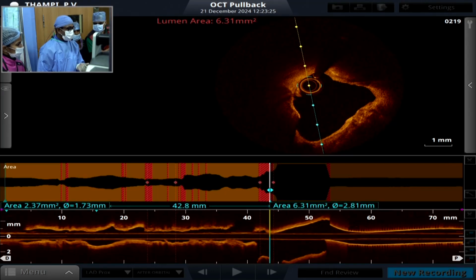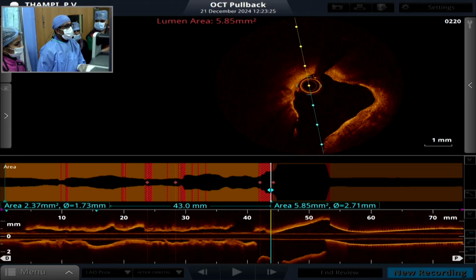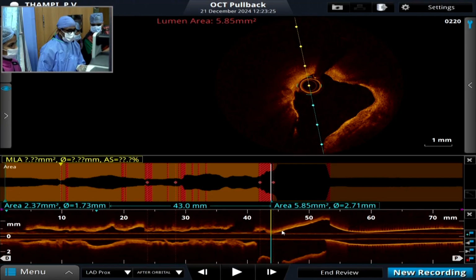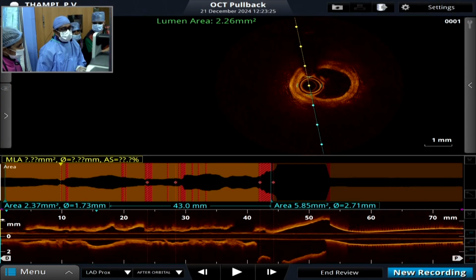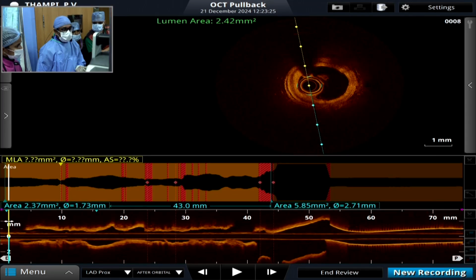It's around 42. So probably we'll go with a single stent, 48 millimeters, and settle with that. Now, that would be the length. Now coming from the most distal portion to the proximal portion, here the vessel looks reasonable. The landing zone looks reasonable.